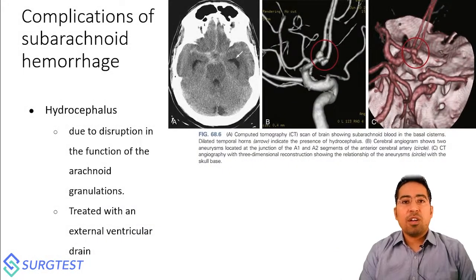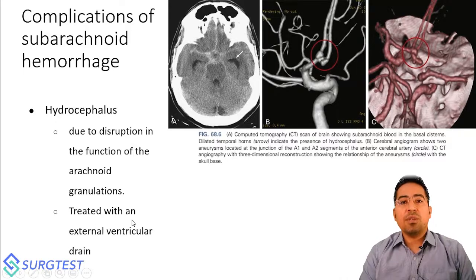Now talking about hydrocephalus in case of subarachnoid hemorrhage. As you know, subarachnoid hemorrhage will lead to dysfunction of absorption of CSF, and there will be collection of CSF in the ventricle. You can see in the CT scan the ventricle temporal horns are appearing dilated. So in these cases, how will you manage?